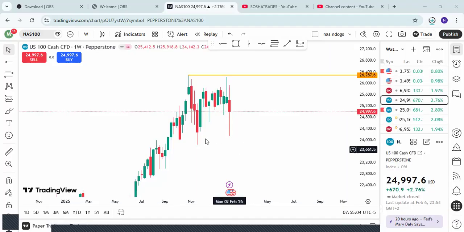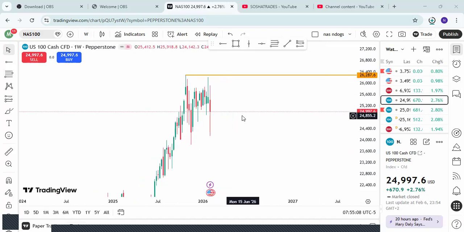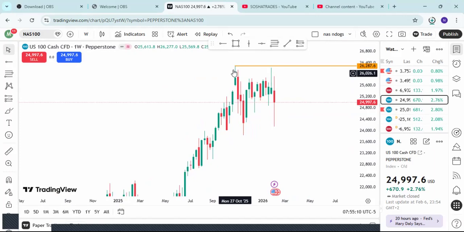This is the NASDAQ weekly chart. Here's the high that was formed on 27 October 2025, then the low, 17 November here.